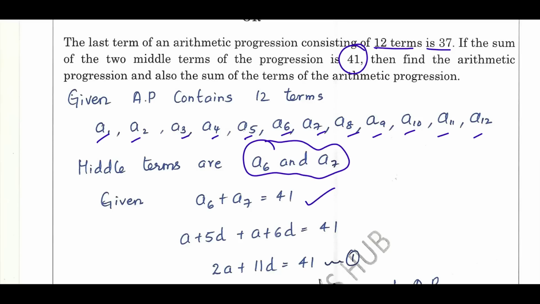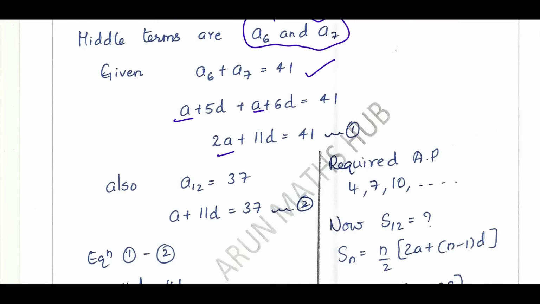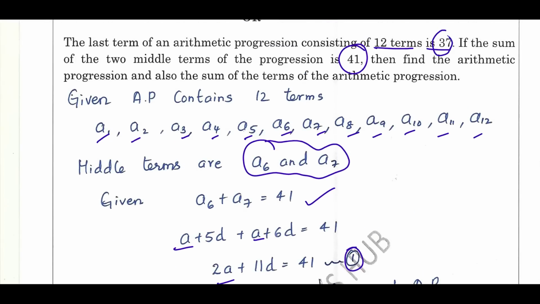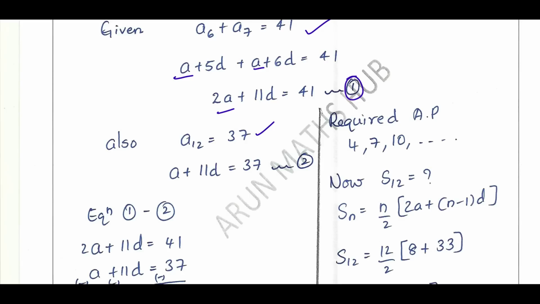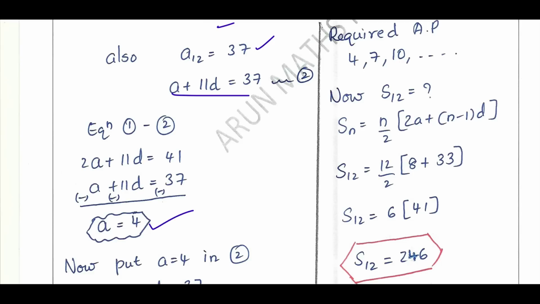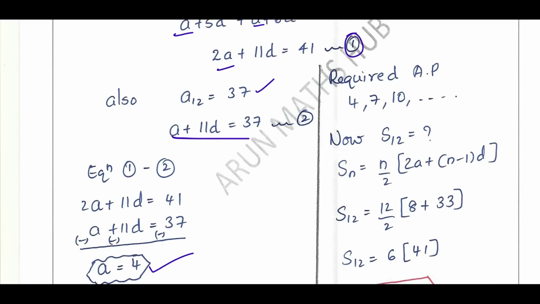A plus 5d plus a plus 6d is 41. Now, a plus a is 2a, and 5d plus 6d is 11d. So 2a plus 11d is 41. Take this as equation 1. What is the next condition they have given? They have given that the last term is 37. That is, the 12th term is 37. A12 equals 37, that is, A12 can be written as a plus 11d equals 37. Now, if you solve equations 1 and 2, you get the value of a. Again, if you put the value of a equals 4 in any one of the equations, we get d as 3.